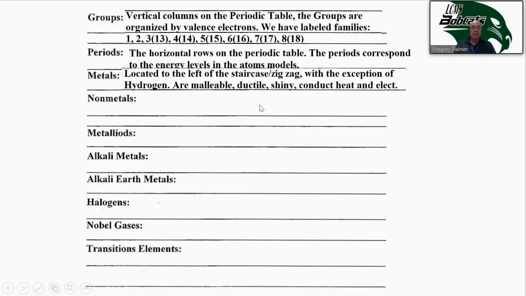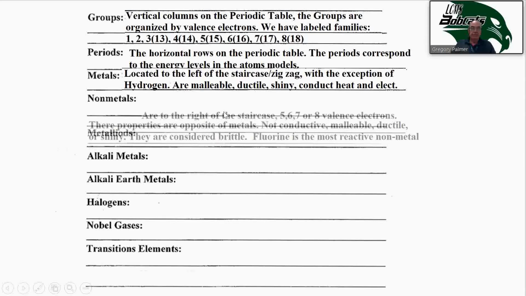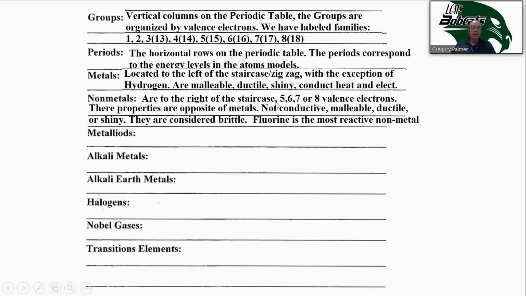Metals are located to the left of the staircase, or the zigzag, with the exception of hydrogen. They're malleable, ductile, shiny. They conduct heat and electricity. Nonmetals are to the right of the staircase in families 5, 6, 7, and 8 valence electrons. Their properties are the opposite of metals. They don't conduct, they are not malleable, they are not ductile or shiny. They're considered brittle, and fluorine is the most reactive nonmetal.